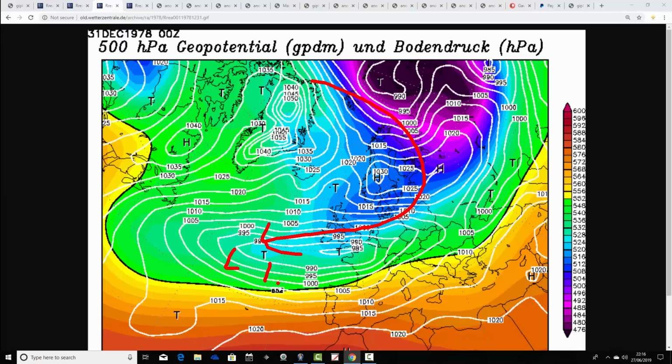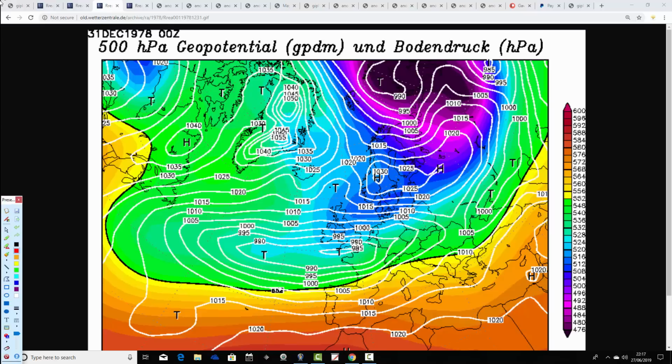It can be snowy with this, with the low pressures just here engaging with that cold air, can dump lots of snow into northern and western parts of Europe.